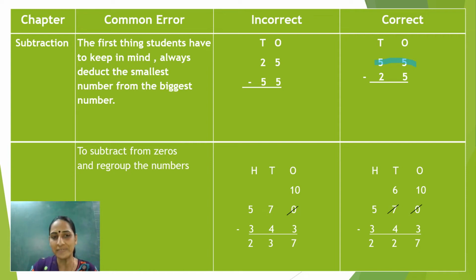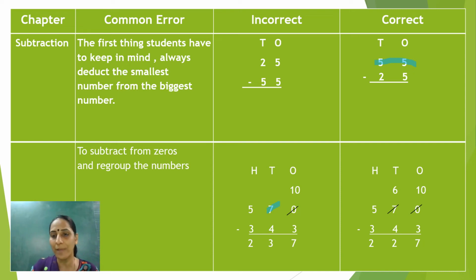Okay. Now second mistake in the subtraction chapter is to subtract from zeros and regroup the numbers, right? So what is the incorrect portion over there? If the number is 570 minus 343, right? So what they are doing when they are regrouping the 0, right? They are borrowing 1 from the 7, but they forget to cut the 7 over here, and directly they are writing 10 minus 3 equal to 7, right? So the mistake is that they are directly writing 7 minus 4 equal to 3. So that is the incorrect method, right?